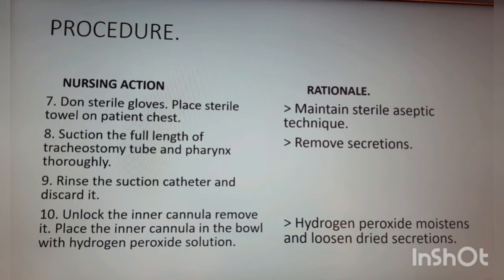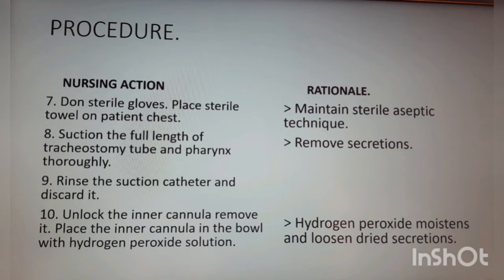Next, we have to put on sterile gloves and place a sterile towel on the patient's chest in order to maintain aseptic technique. Next, suction the full length of the tracheostomy tube and pharynx thoroughly in order to remove secretion. Next, rinse the suction catheter and discard it.